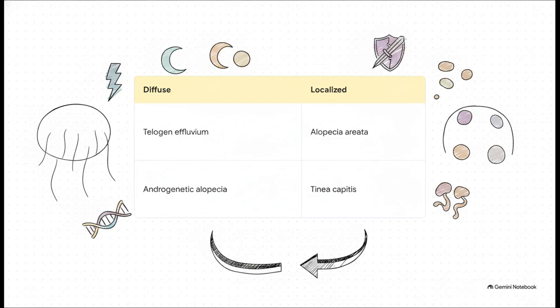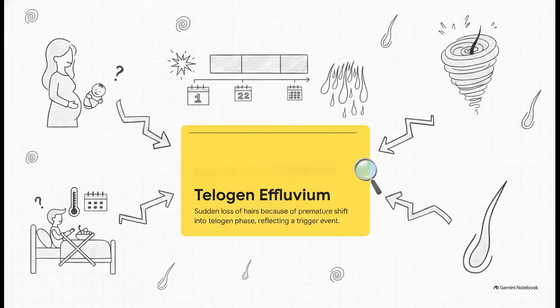On the other side, we have localized non-scarring alopecia. This is where hair falls out in distinct, circumscribed patches. The classic examples here are alopecia areata, driven by an autoimmune attack, and tinea capitis, which is triggered by a fungal infection. Let's zoom in on telogen effluvium for a second.